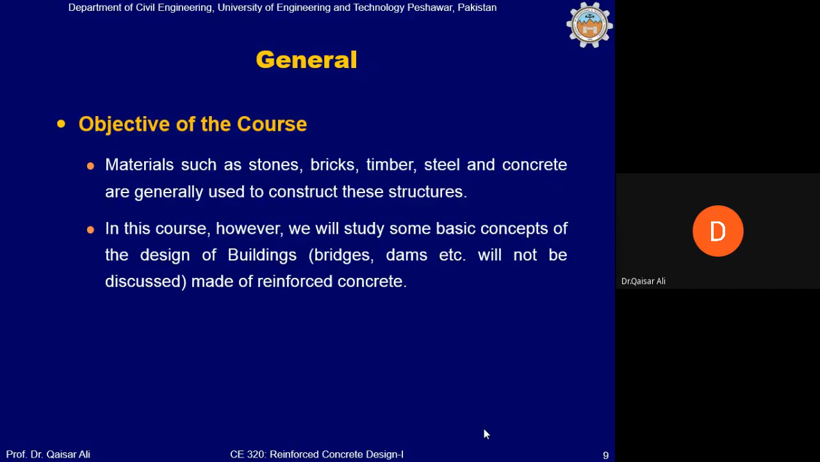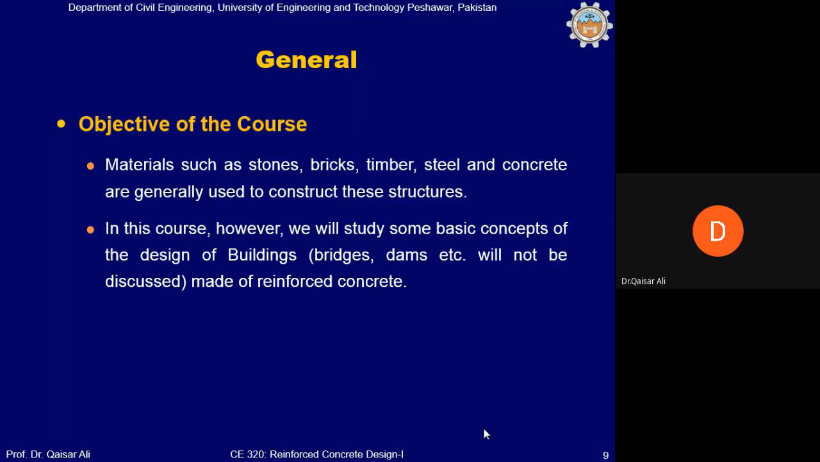Okay, then when we talk about the design, we need material to use in the construction in our design of structures. Generally, materials which have been used over the past several centuries are stones, bricks, timber, steel, and concrete. A very new material has also been used in the last century to construct these structures. In this course, however, our scope is limited to concrete only. We will not be talking about brick structures. We will not be talking about stone structures.